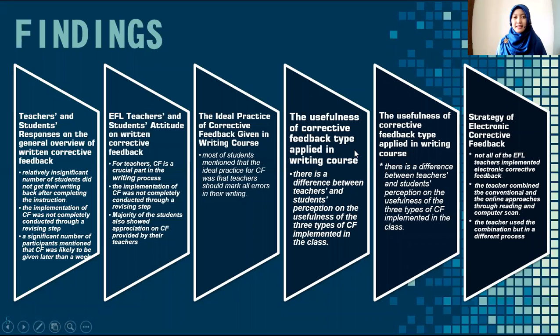And here are the findings. There are 6 results that we got from the data. The first one deals with teachers' and students' responses on the general overview of written corrective feedback, and there are 3 supporting ideas for this theme. The second is EFL teachers' and students' attitudes, followed by the ideal practice of corrective feedback given in the writing course. Number 4 is the usefulness of the corrective feedback types applied in the course. Fifth, the usefulness of corrective feedback, still related. And the last one is the strategy of electronic corrective feedback, which deals with technology advancement.